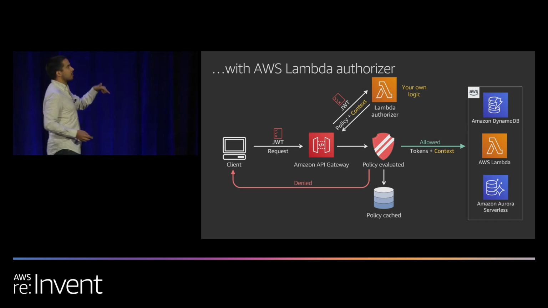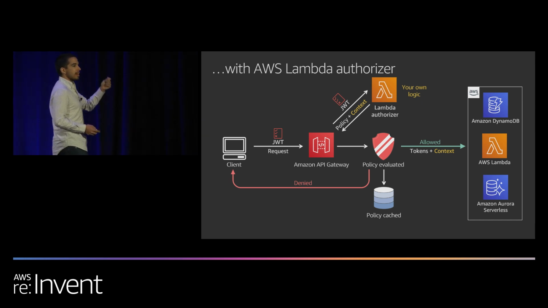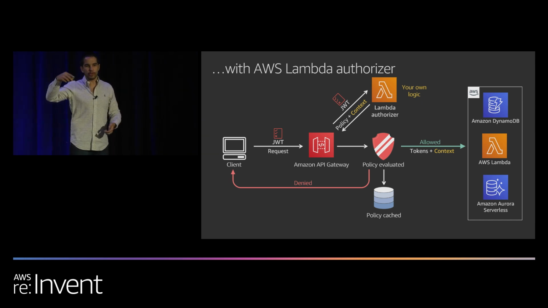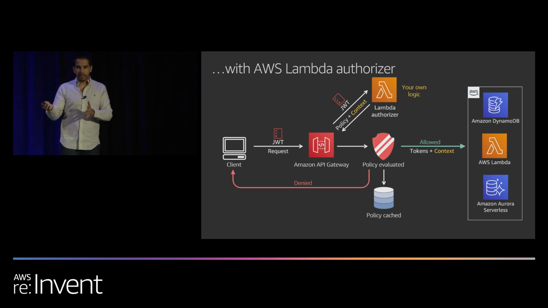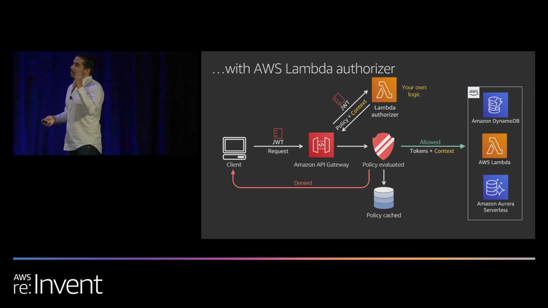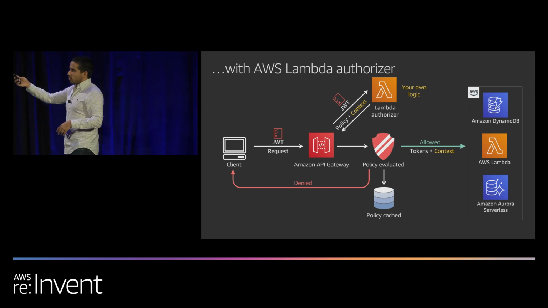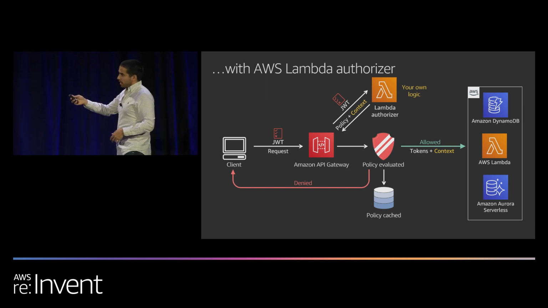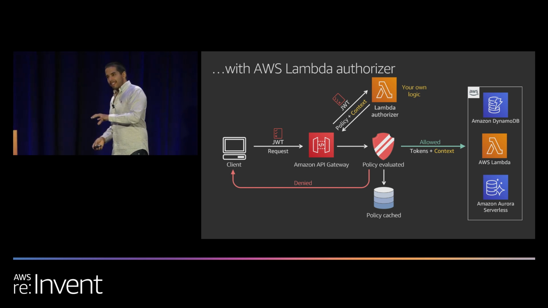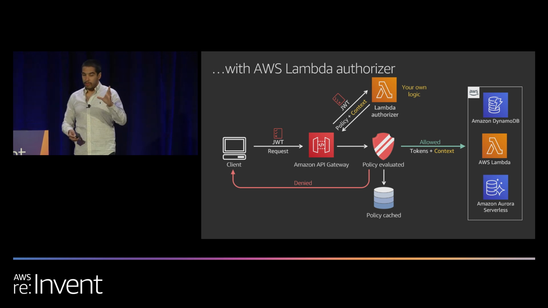So every time there's a new token coming to API Gateway, you don't have to trigger this Lambda function over and over and over again. You can configure this TTL. And if the permissions are allowed, the API call is going to go ahead with the tokens and the optional context that you might have created in your Lambda function.